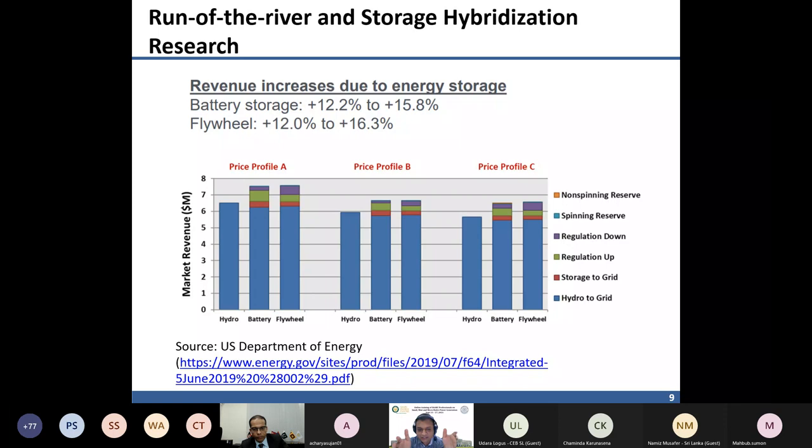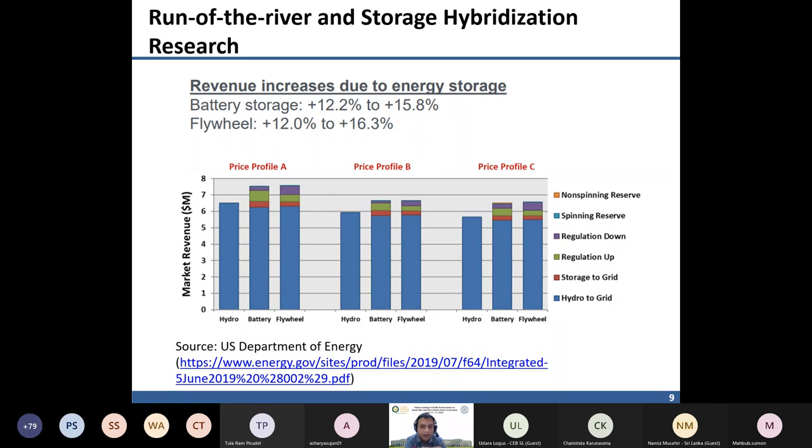So what you see here is there are three different price profiles that they simulated in software, just as a sensitivity analysis to see, do we get the same benefits or is there a wide range of benefits if we change different price profiles for these assets? And for each price profile, you have three bars. The first one is always what you get in terms of your revenue if you only operated your hydro plant, the run-of-the-river plant.